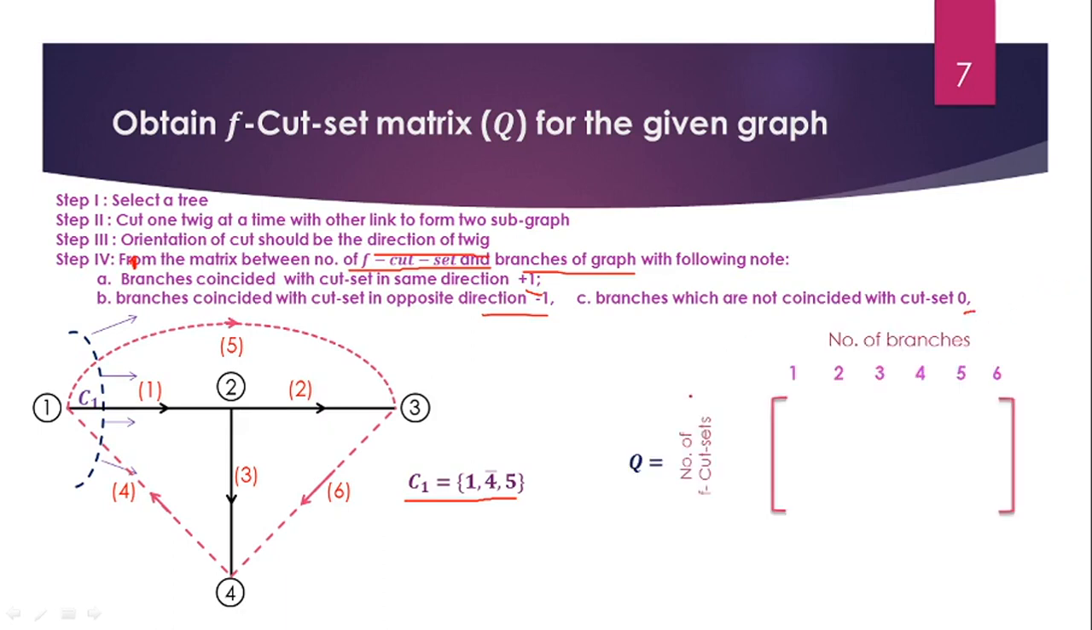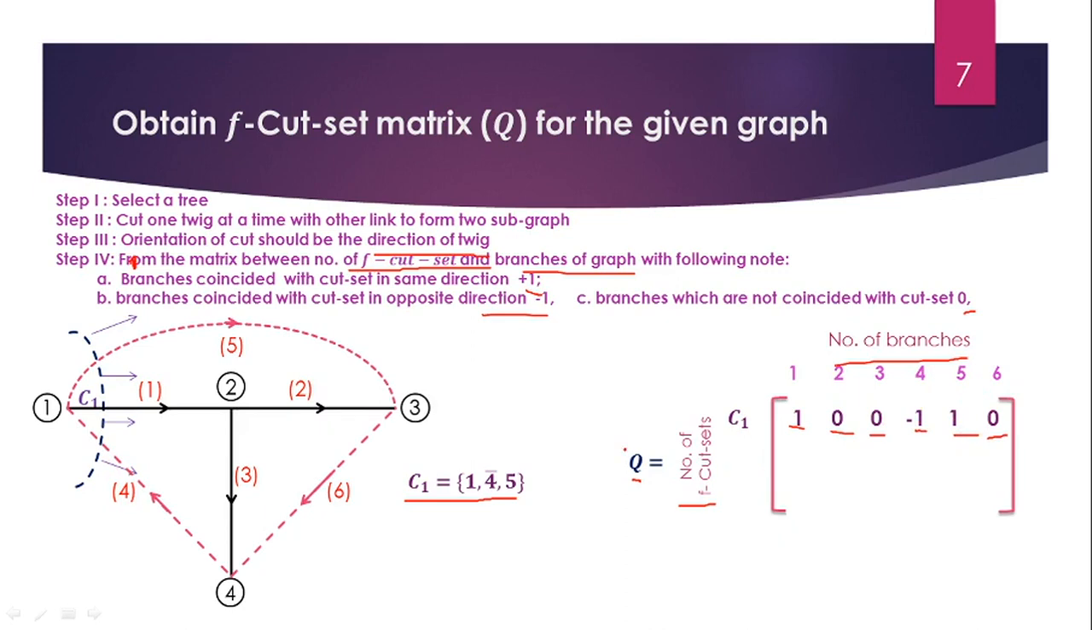So here the F cut set matrix Q can be formed between the number of branches versus the number of possible F cut sets. Out of that we have taken the first cut set as C1. So C1 element values are: branch 1 is cut and has the same direction, so 1; branch 2 is not going to cut; branch 3 is not going to cut; branch 4 is going to cut but has the opposite direction, so -1; branch 5 is going to cut and branch 6 is not going to cut.